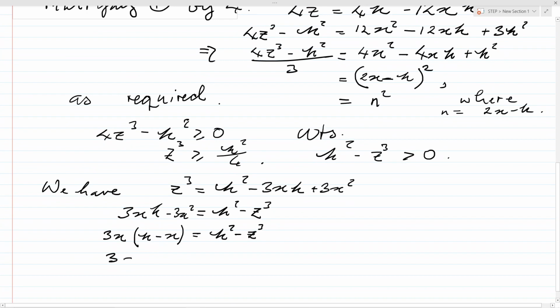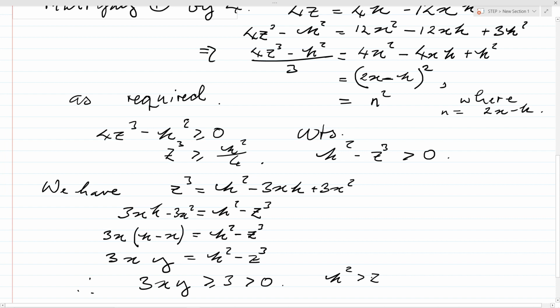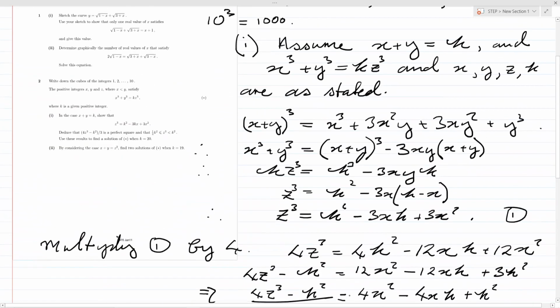But this is 3xy. And why is this useful? Well, because these are all positive integers. Therefore, this expression has to be at least greater or equal to 3, because this could be 1 and 1, but that's certainly greater than 0. And so what we get then is that k squared is greater than z cubed. Great.